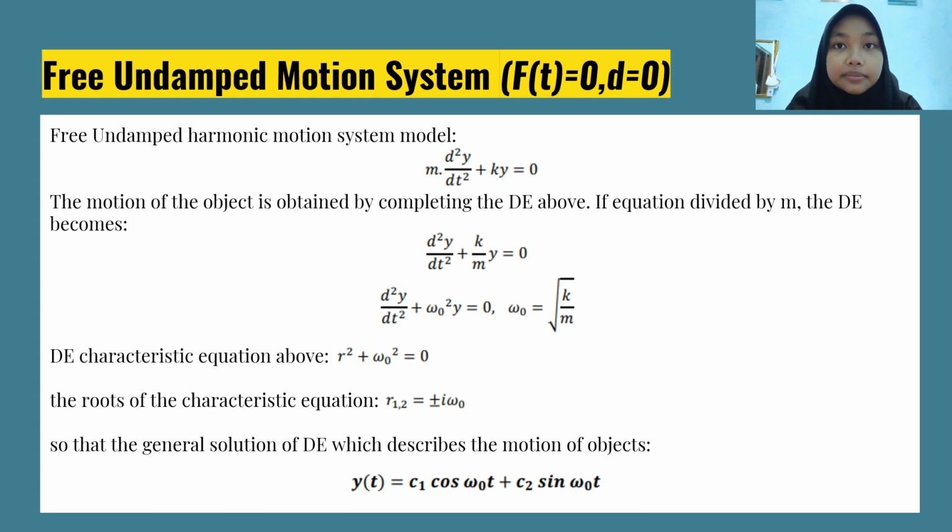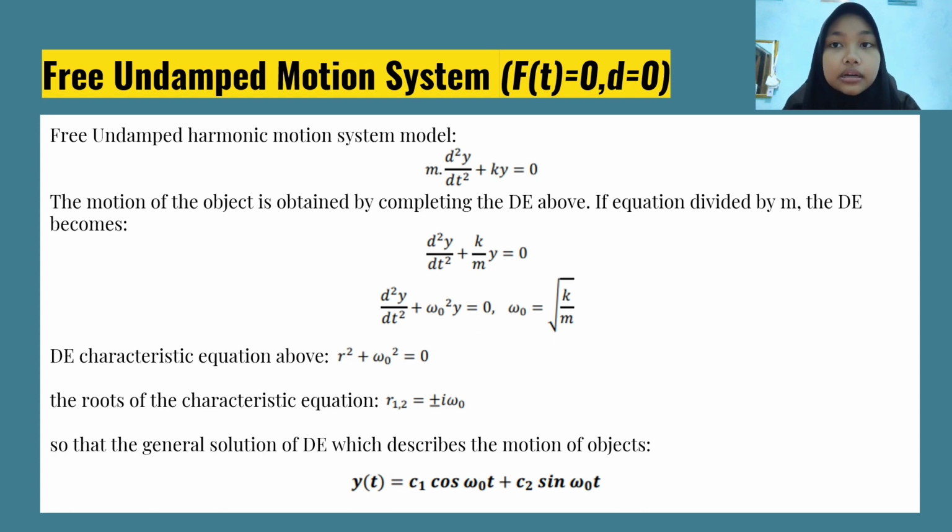If the equation is divided by m, the differential equation becomes d squared y over dt squared plus k over m times y equals 0. And here we can change k over m to omega 0 squared, so omega 0 squared times y equals 0, where omega 0 is the square root of k over m.